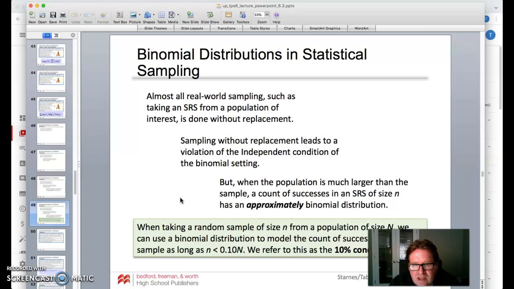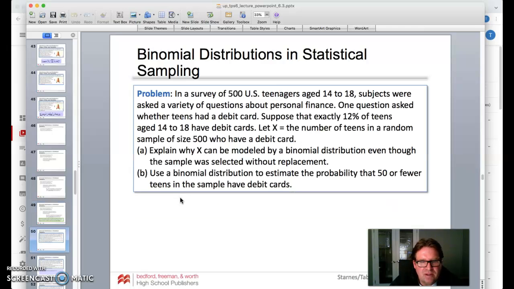Okay, if we're taking a sample that's less than 10% of the entire population, we can forgo that independence idea and know that we can use the binomial distribution. So that's kind of the safety net there. All right, so we have the story here.